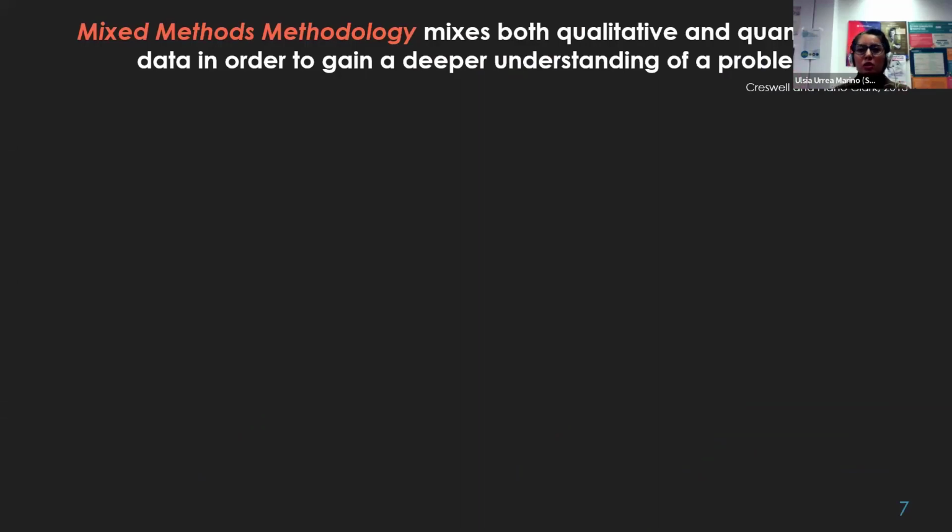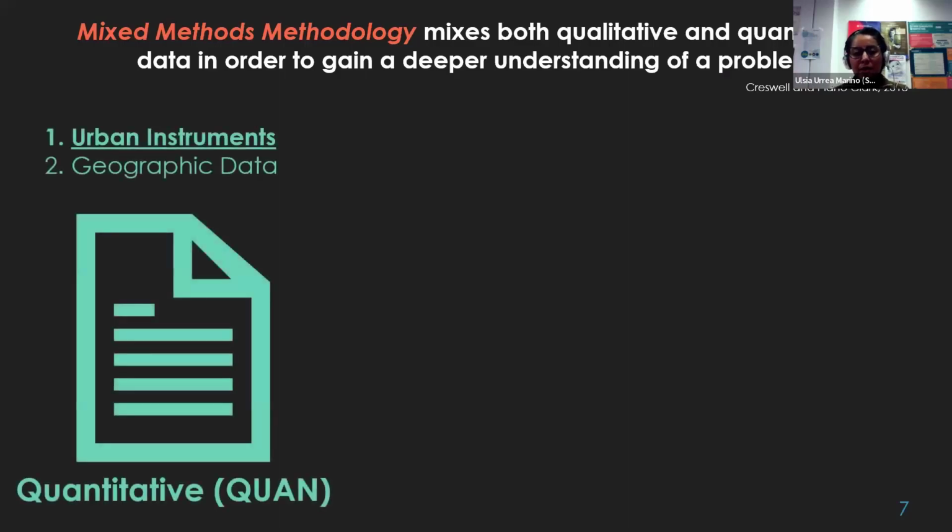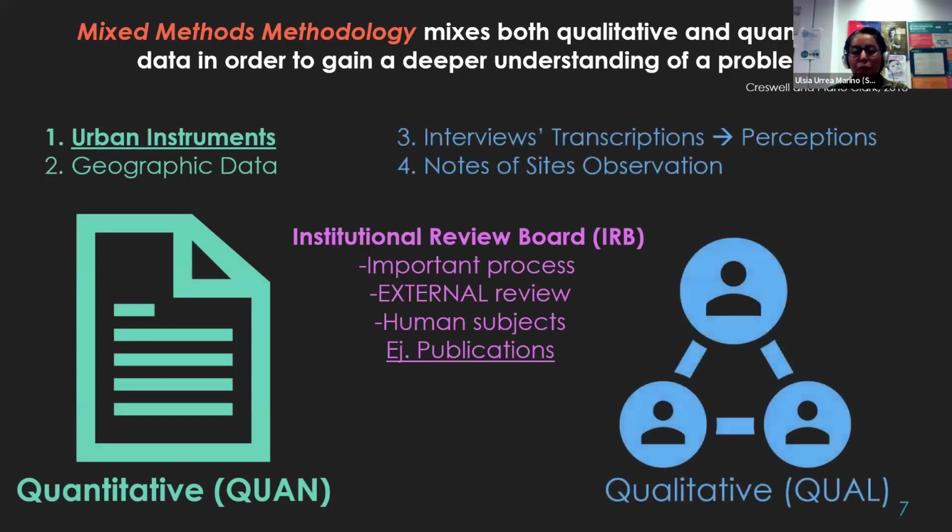And this is the conceptual framework, but this is the methodological one, which is mixed methods. That is quantitative and qualitative data in order to gather deeper knowledge about some problem. So in my case, the quantitative part comes from data from some urban instruments, and I will talk about that more in a moment. What does that mean, urban instruments, and geographic information data. And for the qualitative part, I will conduct some interviews and then transcribe them to gather perceptions from local agents, and notes of site observations.